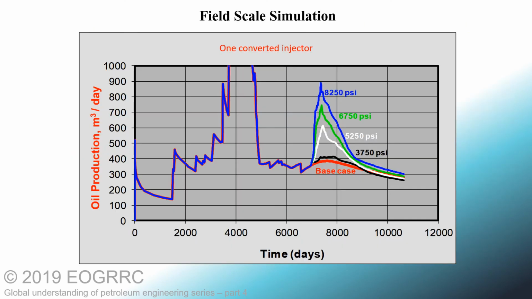Numerical simulation results showed that even with one converted injector only, field scale improvement is possible. The white line in this graph shows the most optimal case, and we can see that achieving 5,250 psi is definitely economically feasible.